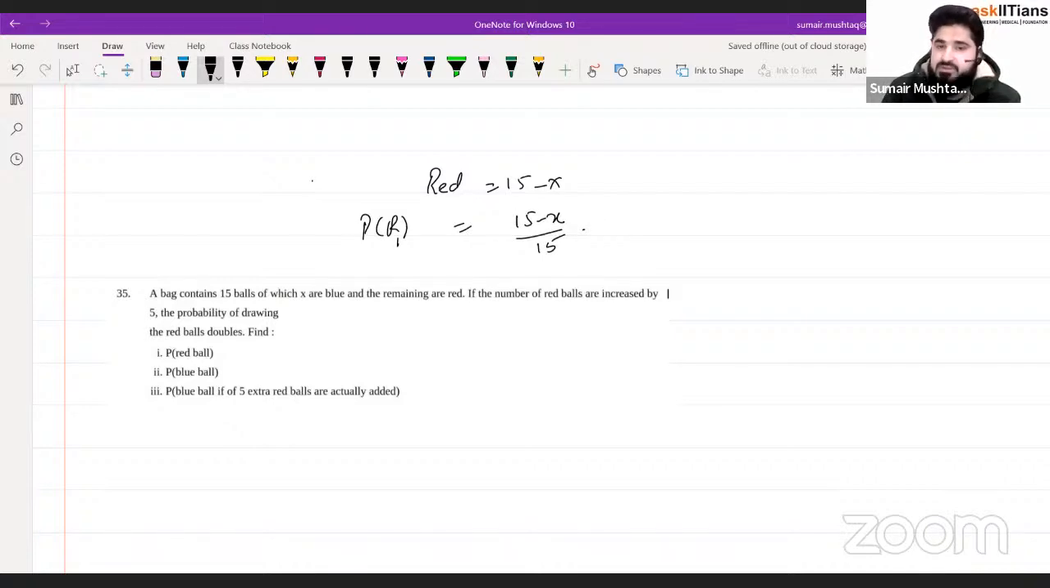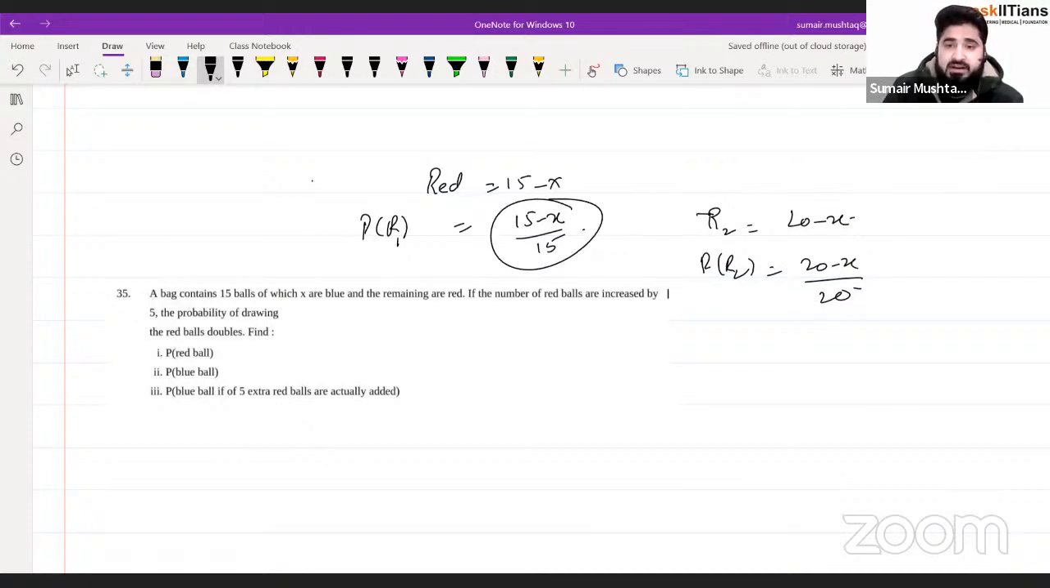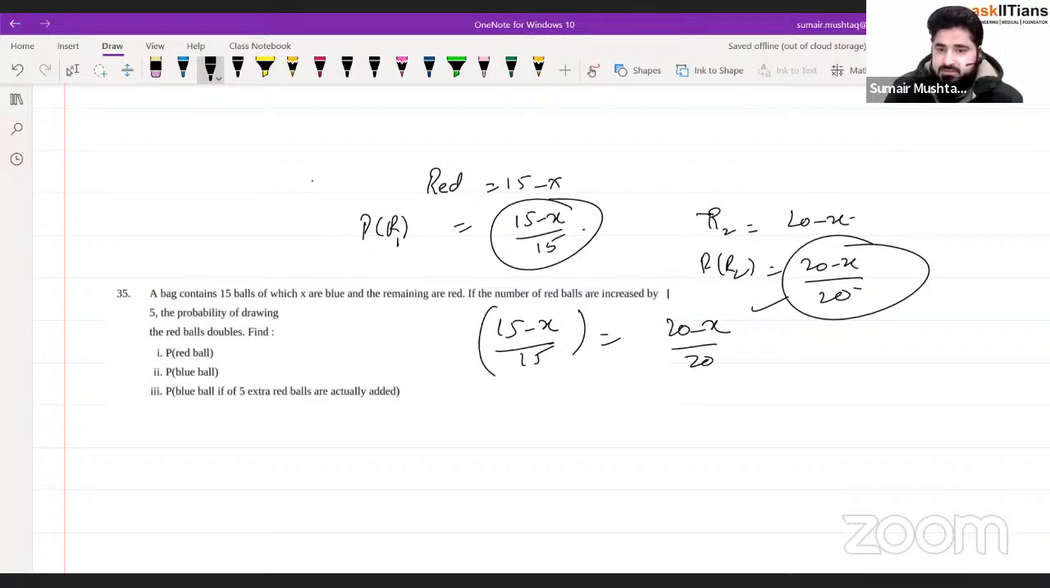Now if 5 balls are added, the total red balls will be R2, that is 20 minus X. So the probability R2 will be equal to 20 minus X divided by 20, isn't it? Initially what was the probability, and after that what is the probability? The probability after that is twice. So 15 minus X divided by 15 gets twice. Which one gets twice? This one gets twice. Simple. Find the value of X.